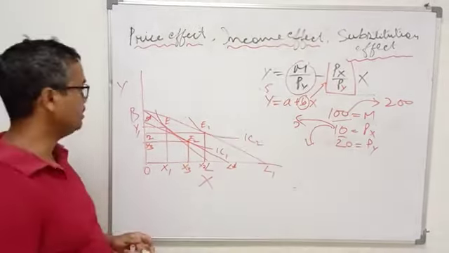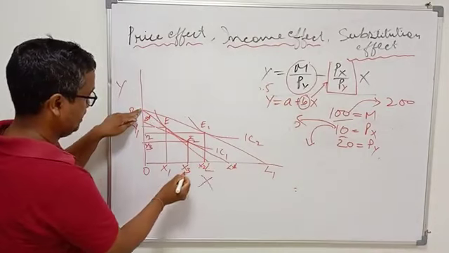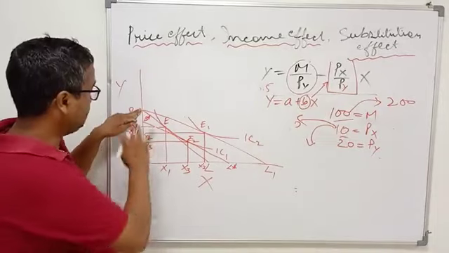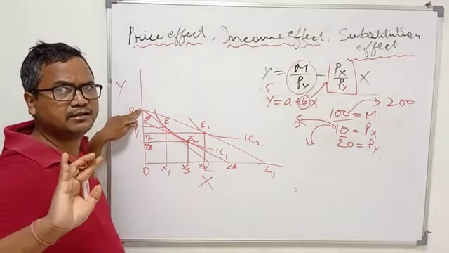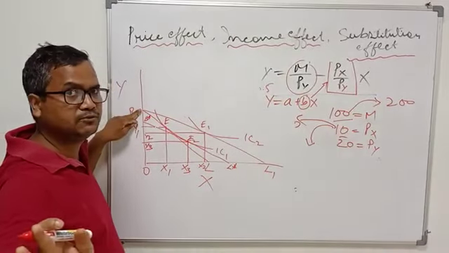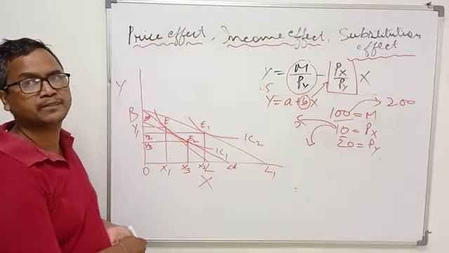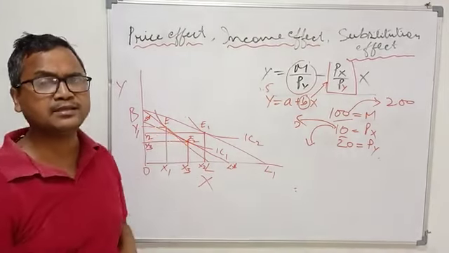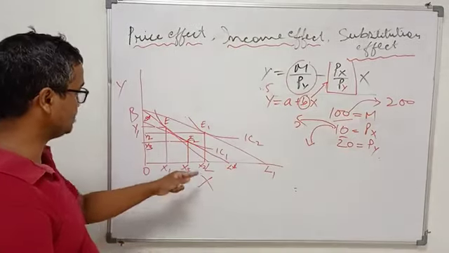Now initially, before the change of price, the original budget line was BL, and the consumer was at point E. Now we assume that the price of X has reduced, and we also nullify the effect of the increase in real income. Then the consumer is moving from point E to E2. This movement from E to E2 is because of changes in what? Relative prices. And how to measure the relative prices?